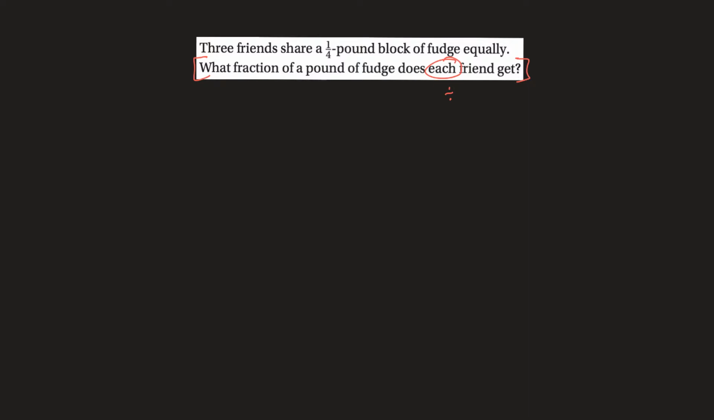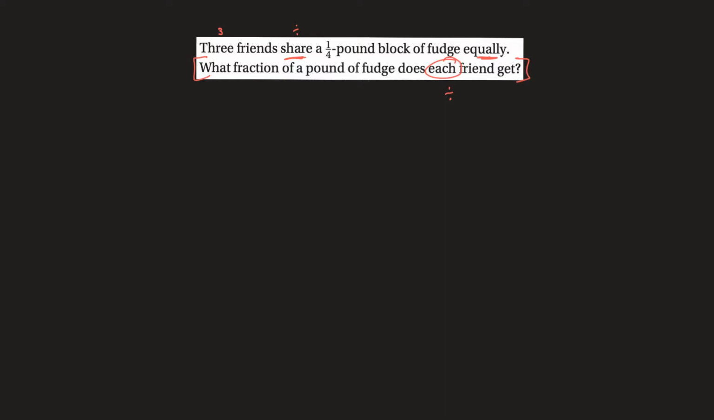Another clue I saw for division was that if you're sharing something equally, that is another clue for division. So this is certainly a division problem. Over here I have 3 friends, so I'm going to have 3 friends sharing 1/4 pound of fudge. They're sharing a 1/4 pound block of fudge, not a whole pound block. This one has 2 ways to solve it, using a picture and an algorithm.